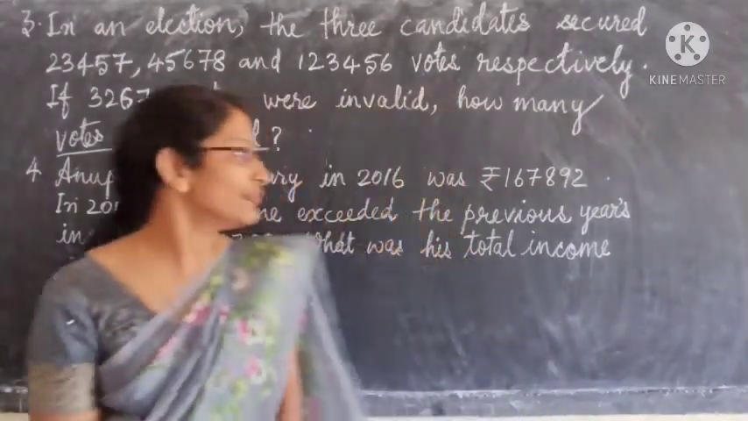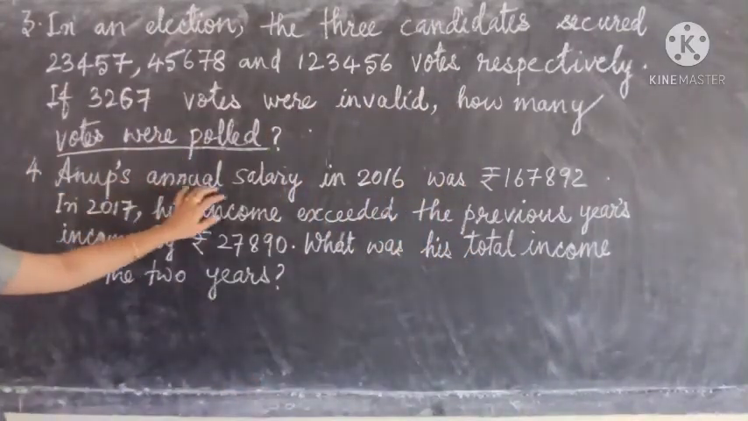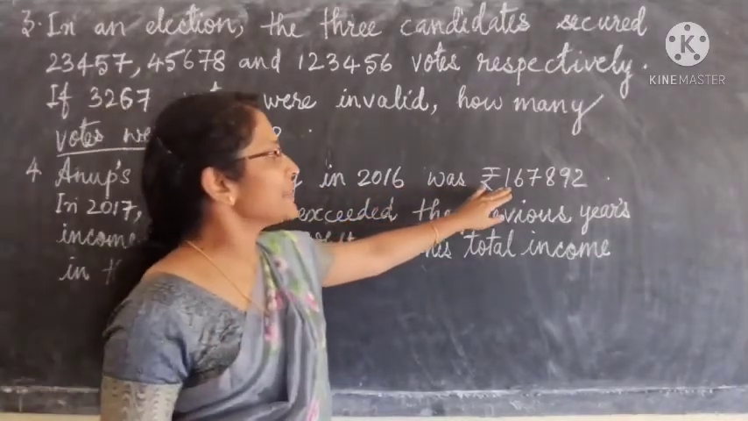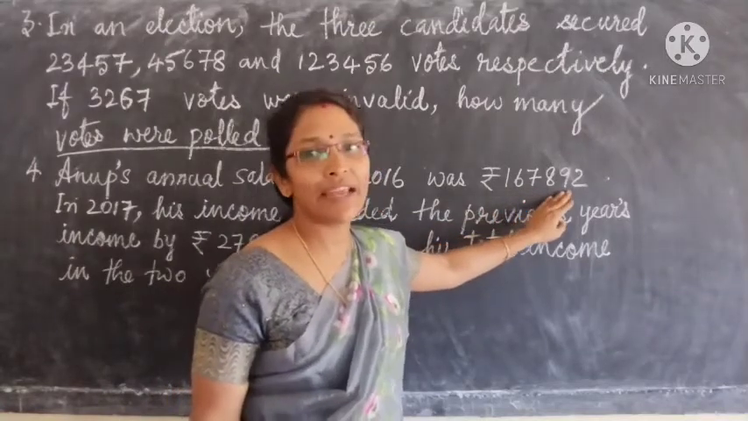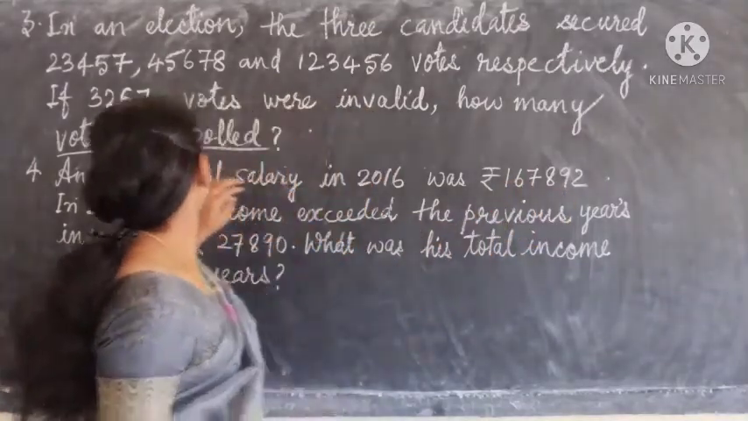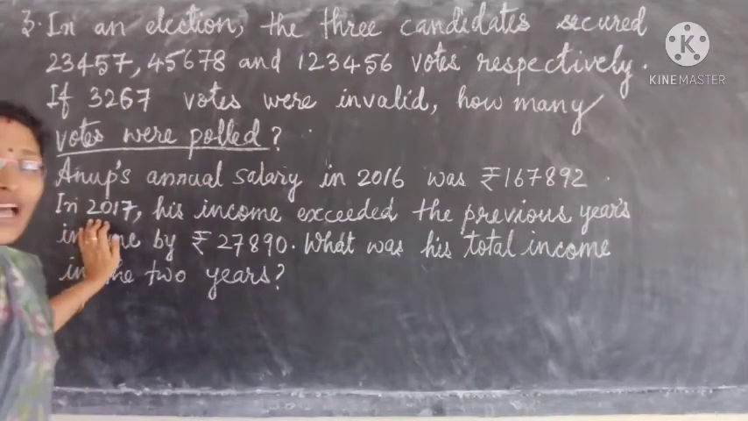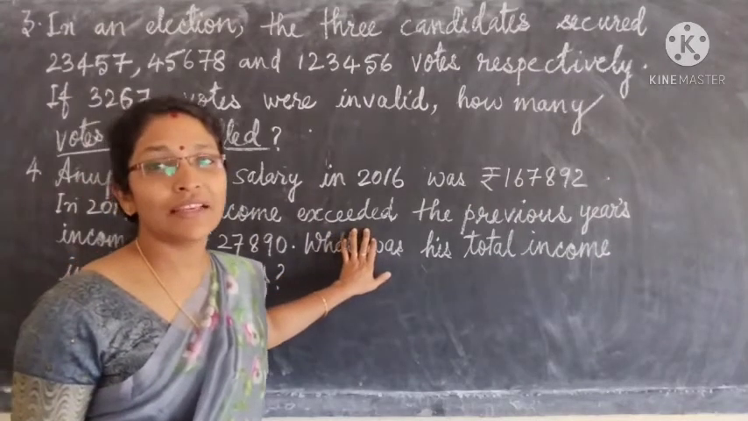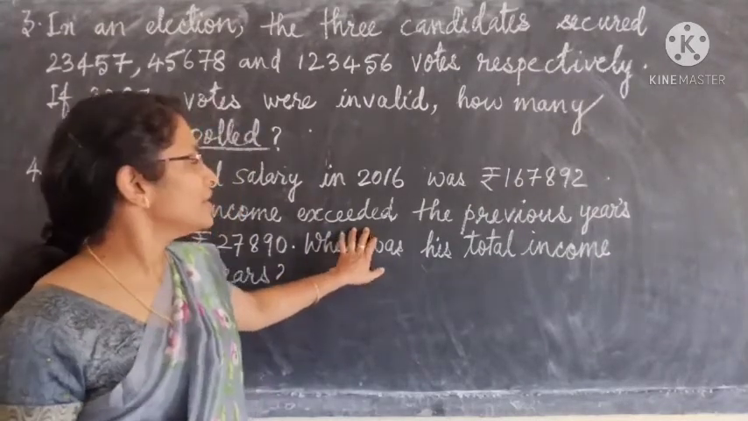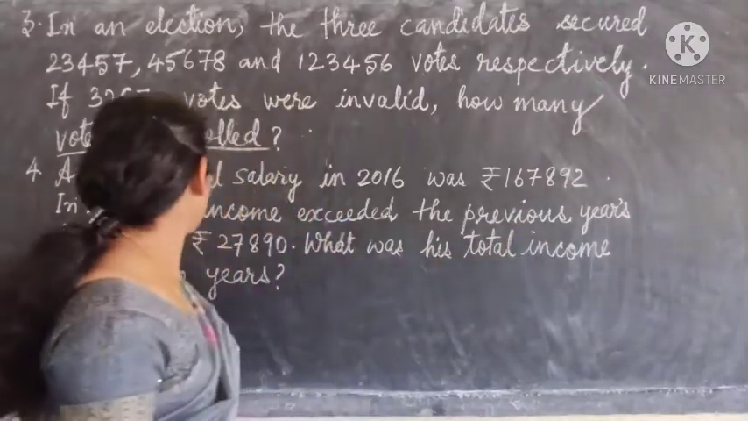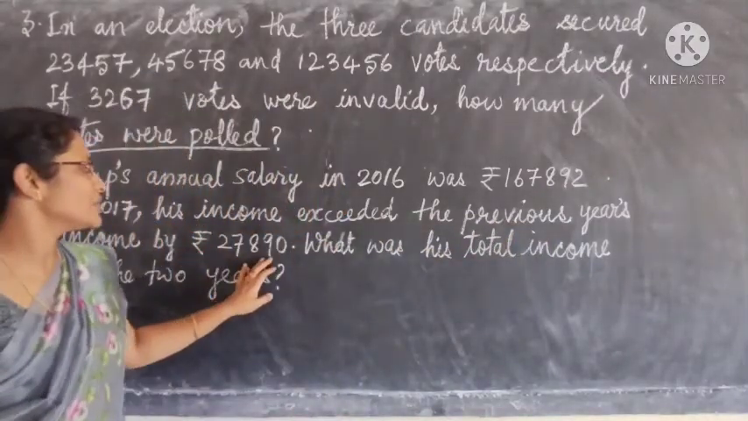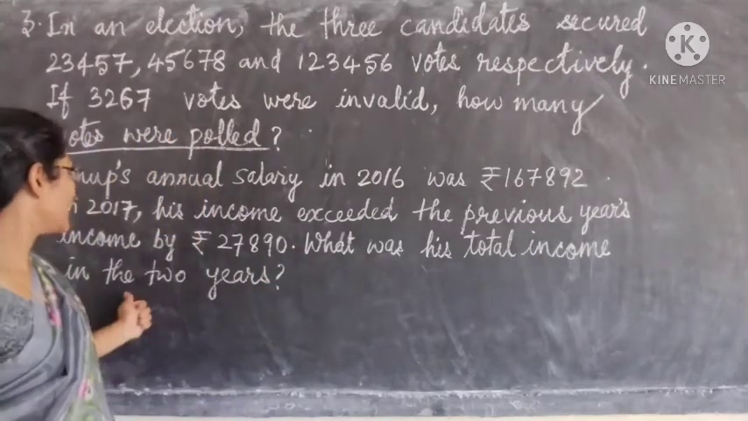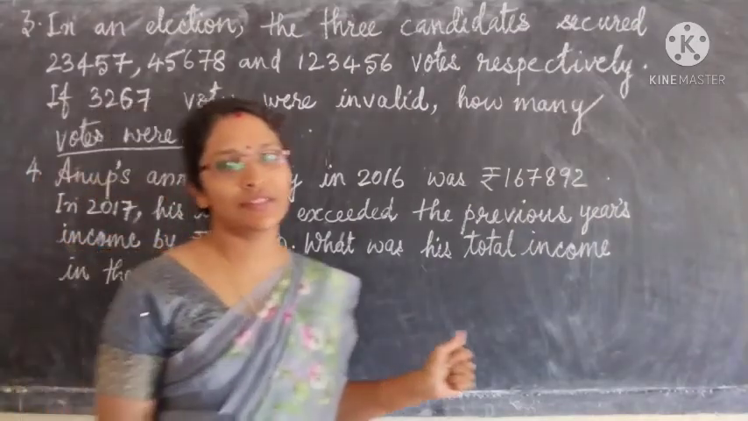Now we can see question number 4. Anu's annual salary in 2016 was 1,67,892 rupees. Okay. Now, in 2017, his income exceeded, exceeded means increased, the previous year's income by 27,890 rupees. What was his total income in the 2 years?